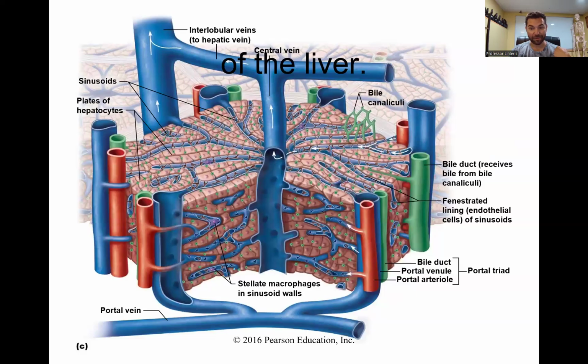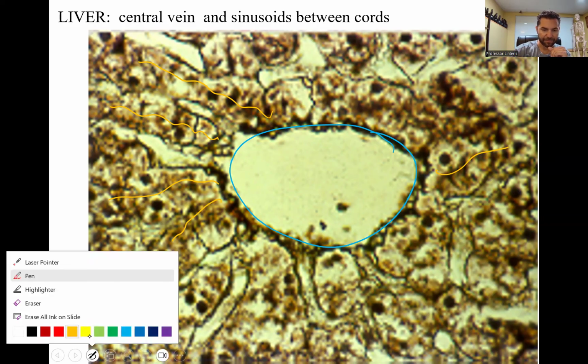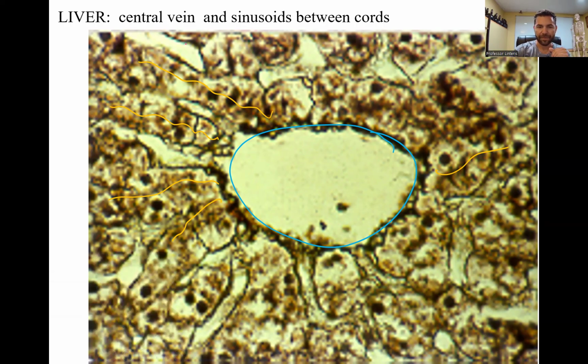You can see the same picture here, right? Lovely. And this is the liver. So we can see the central vein. And the thing is, the cells, you can call them hepatocytes, but they form cords, are all the darker things. The sinusoids will be the spaces.